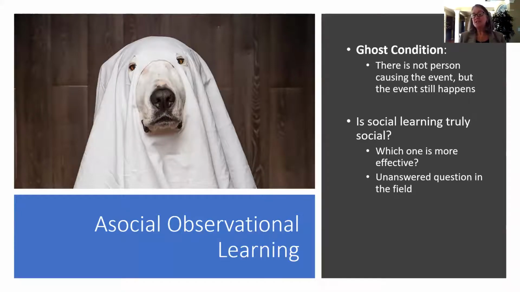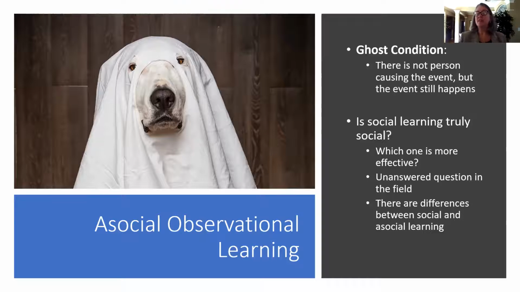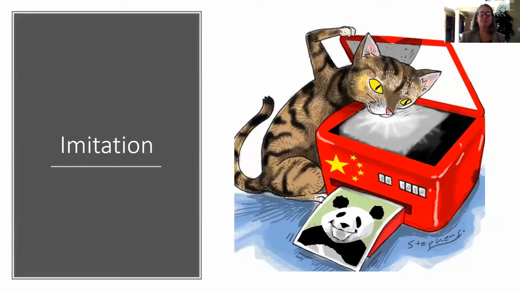The ghost condition, this is like the asocial observational learning. The example, like where the wind moves the log over, seems to be just as effective as when you watch another animal move the log over. So in that instance, it seems as though both are equally effective, but there are other situations where one has an advantage over the other. And so really we don't know the answer to that, okay? But there certainly are differences between social and asocial learning.